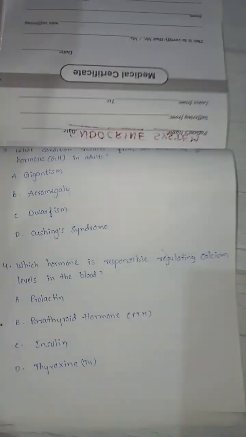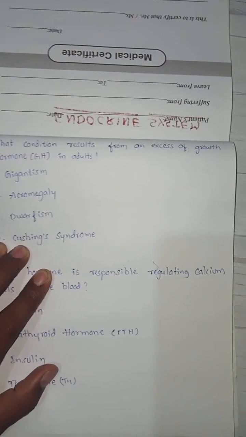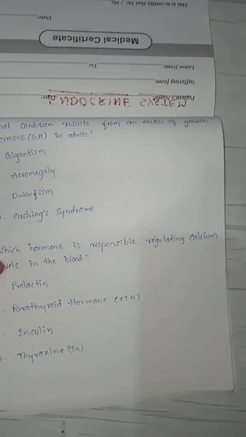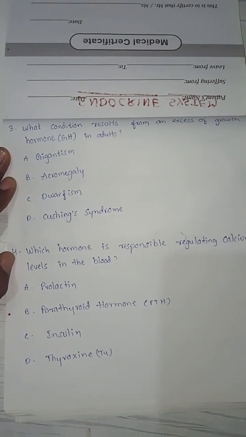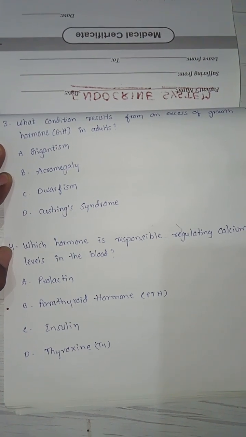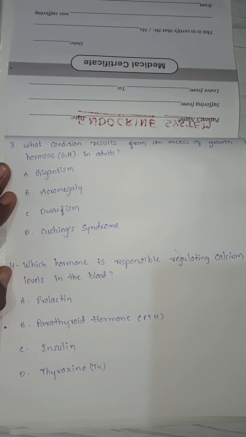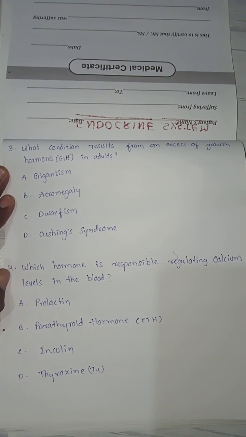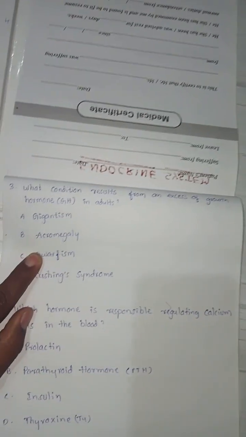And coming to the third question. The third question: what condition results from an excess of growth hormone in adults? Option A: gigantism. Option B: acromegaly. Option C: dwarfism. Option D: Cushing syndrome. So you can observe the question clearly. What condition results from an excess of growth hormone in adults? So here you can observe the answer is acromegaly. Acromegaly is the answer. And here you can see the remaining options.